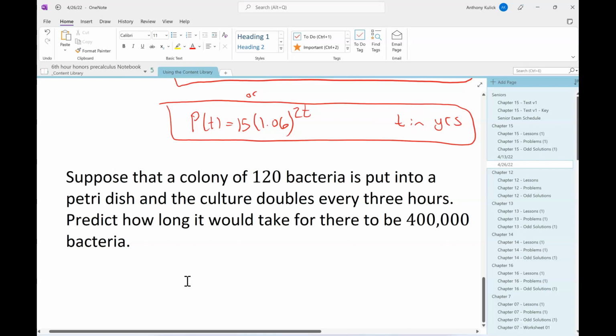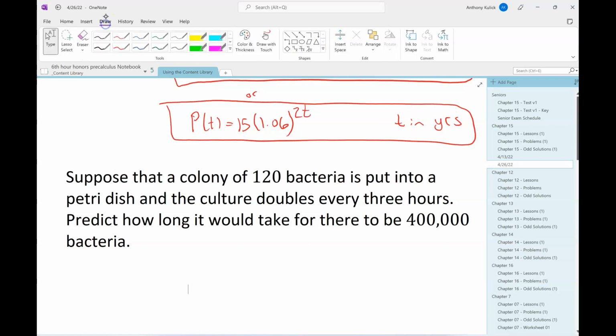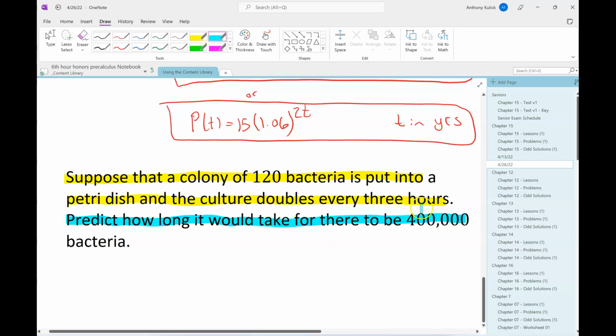Next one, suppose that a colony of 120 bacteria is put into a petri dish and doubles every 3 hours. Predict how long it would take there to be 400,000 bacteria. When I read this question, I see really two questions in here. So this first part is asking me to write a model for a situation. And then the second part is asking me to solve that model for a particular instance. Everybody okay with that idea?